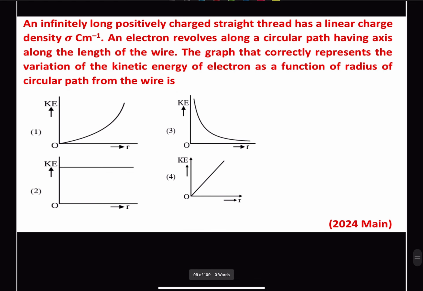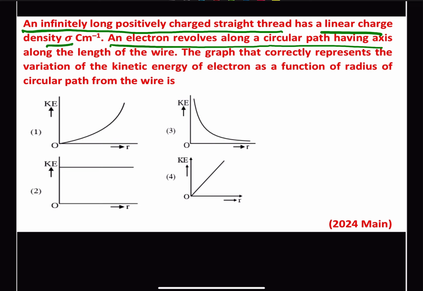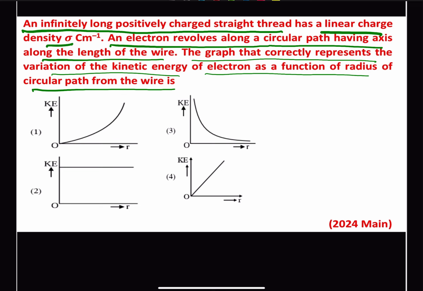It states that an infinitely long positively charged thread has a linear charge density lambda per centimeter. An electron revolves along a circular path having axis along the length of the wire. The graph that correctly represents the variation of kinetic energy of the electron as a function of radius of circular path of the wire is. So basically we have to find out the relationship between the kinetic energy and the radius. So for that we can just derive the relationship.